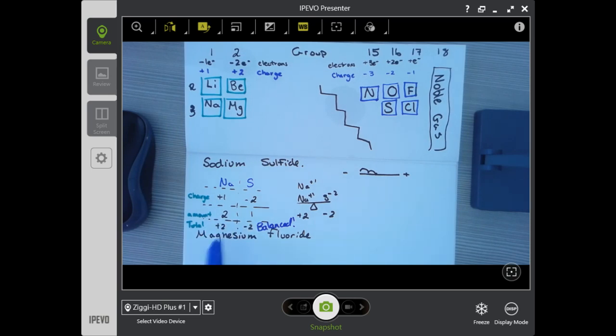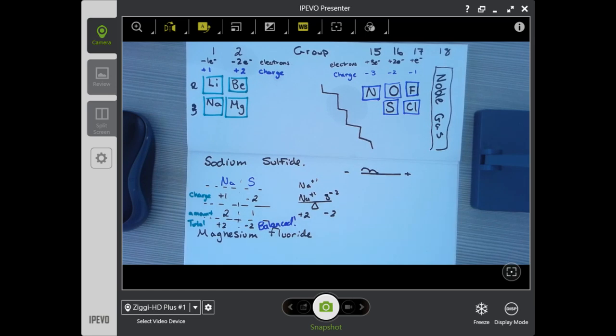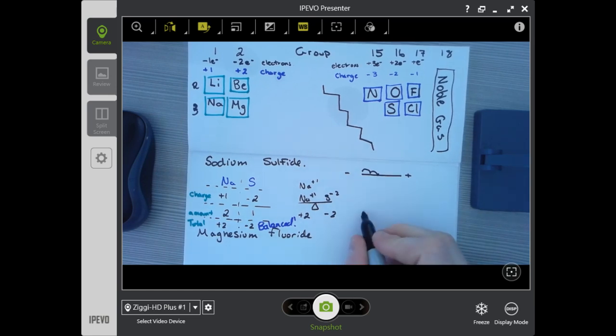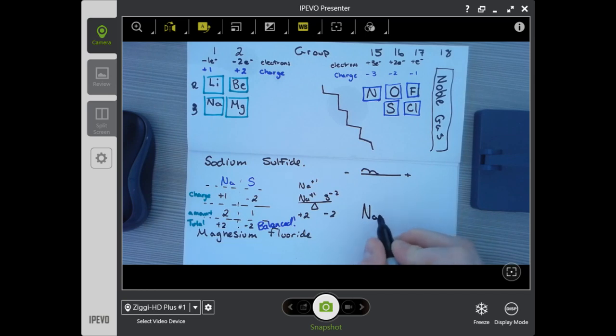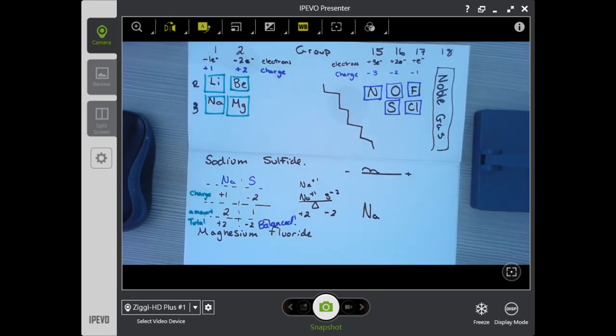So now that they're balanced, we can start to write this out. We know it's going to have sodium. Okay, we always list our metal first. But how many? That's when we take a look at the amount. We need 2 sodium.